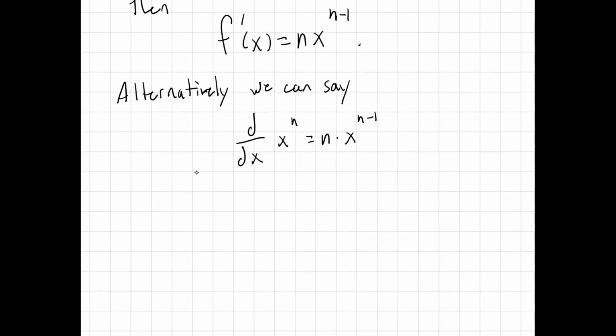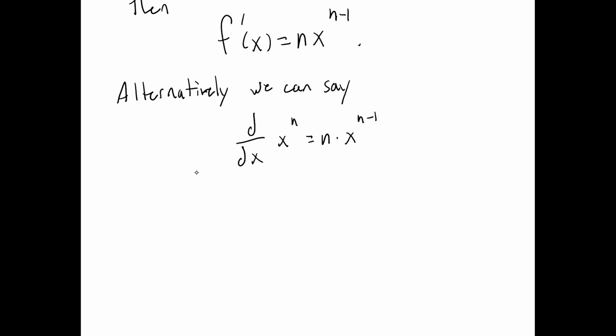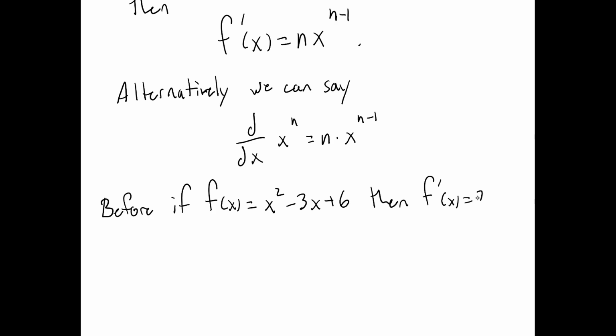So we could do some quick proofs of it and do some generic things, but no one wants to do that because that's just a big mess. But what we can do is learn from the problems that we've done before, right? In part one, we found that if f of x equals x squared minus 3x plus 6, then f prime of x is 2x minus 3. And we have some other things and stuff like that.